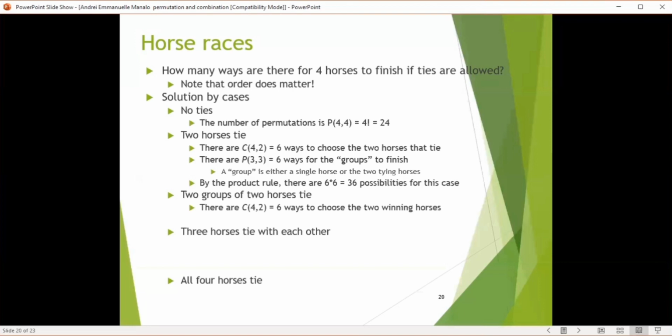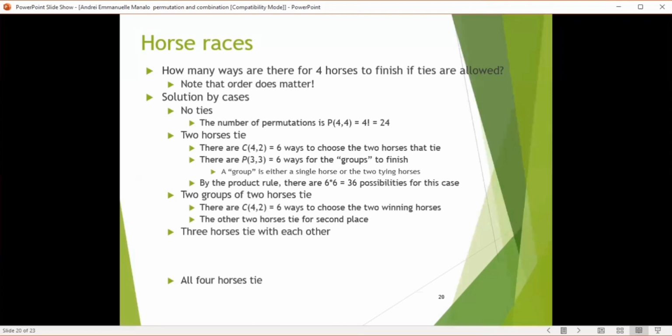For 2 groups of 2 horses tying, there are C(4, 2) equals 6 ways to choose the 2 winning horses. The other 2 horses tie for second place.